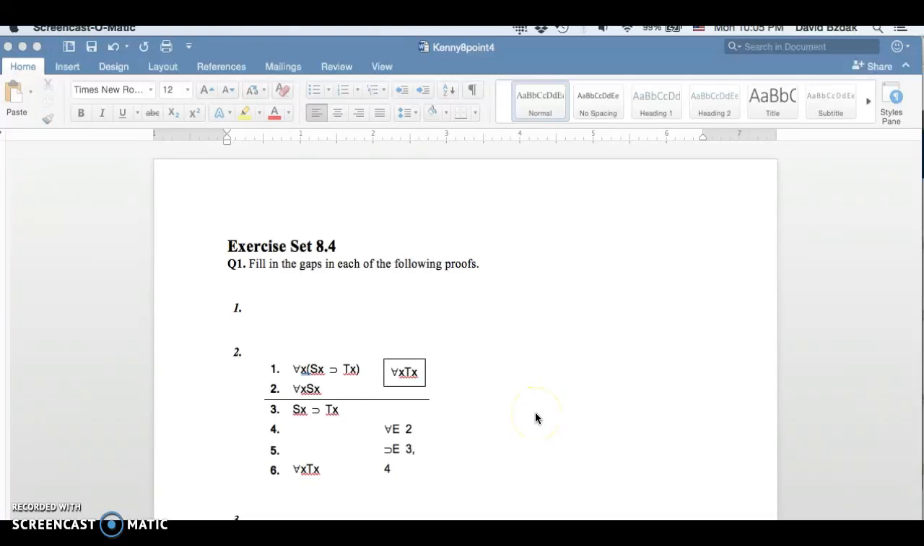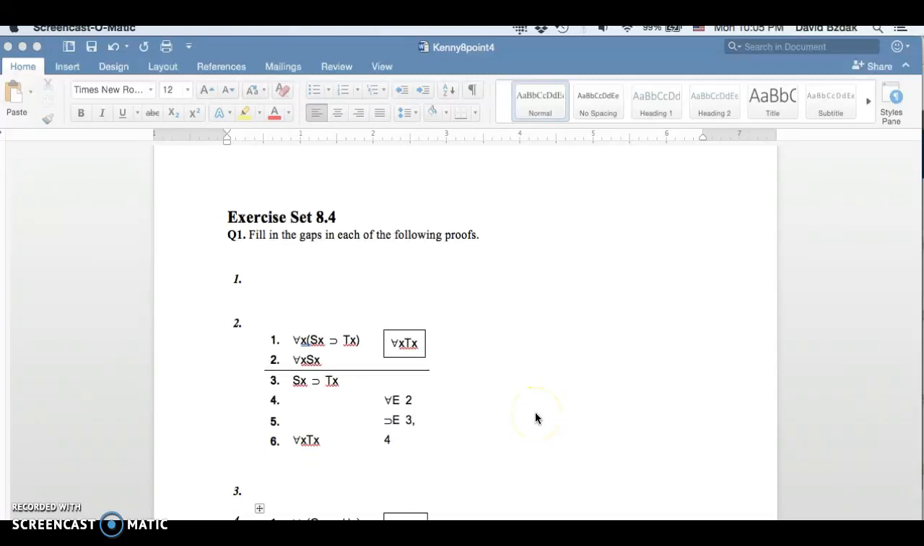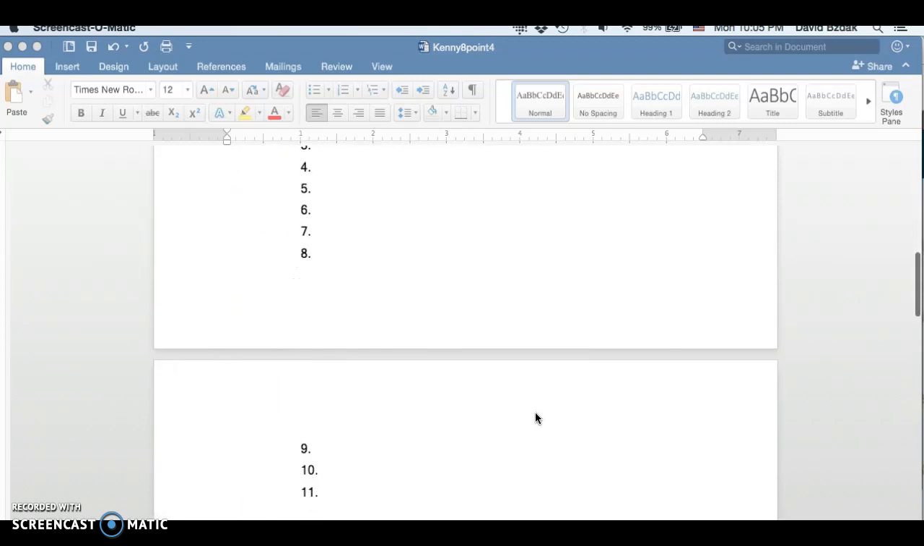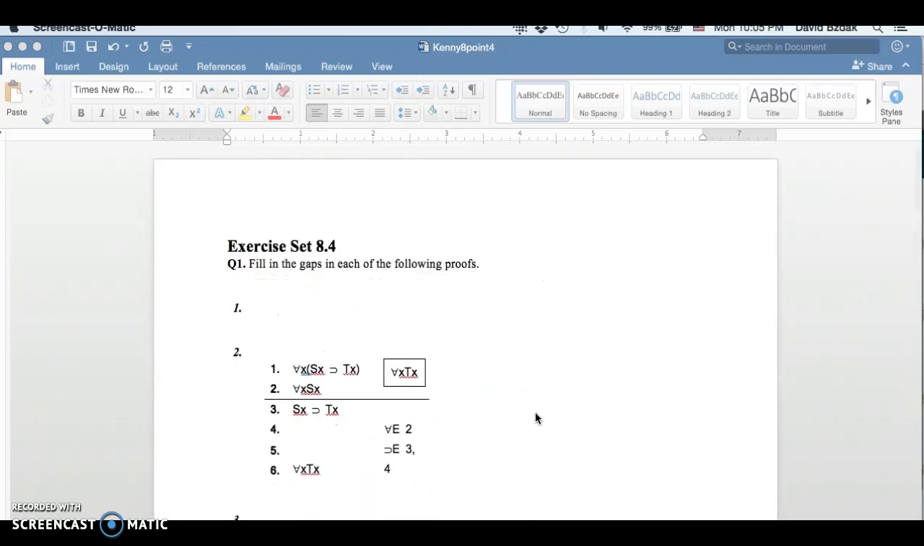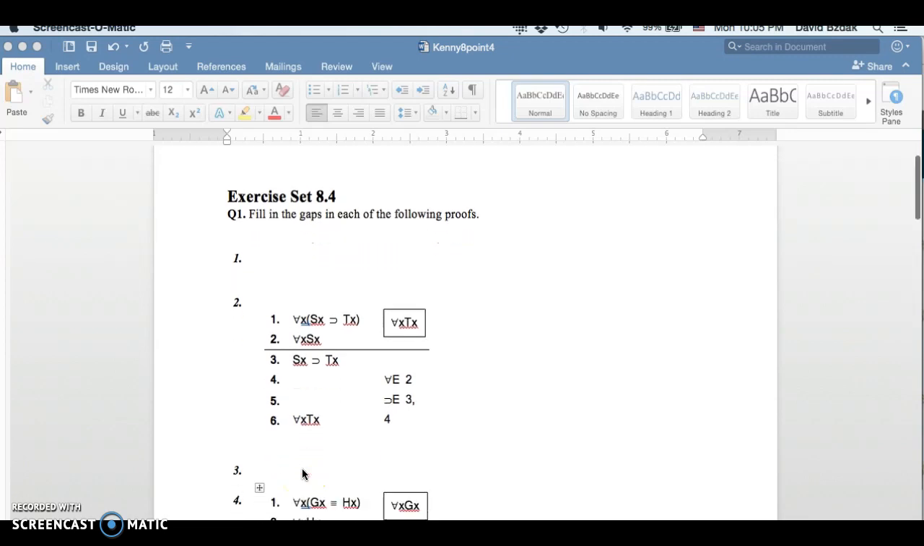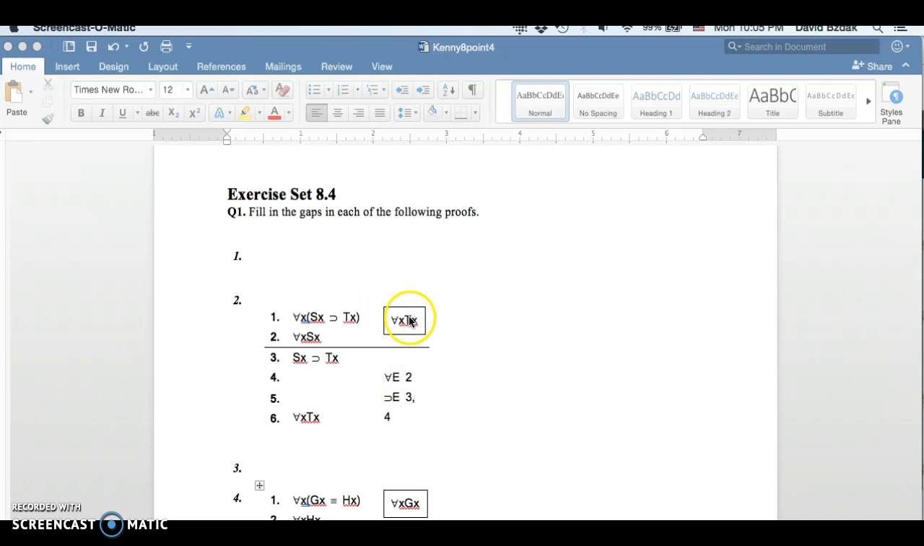Exercise 8.4. We'll do some problems from Q1 and Q2. This section of the book introduces the rule universal introduction. Most of these problems are going to use that rule, especially when your conclusion has a universal quantifier, you're probably going to use a universal introduction. Now, how does it work?